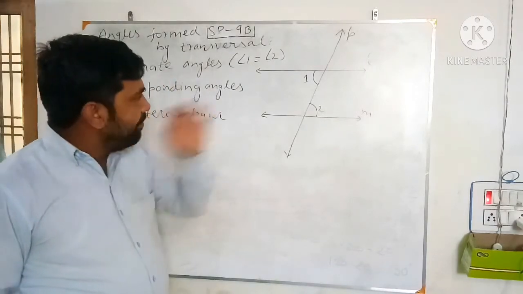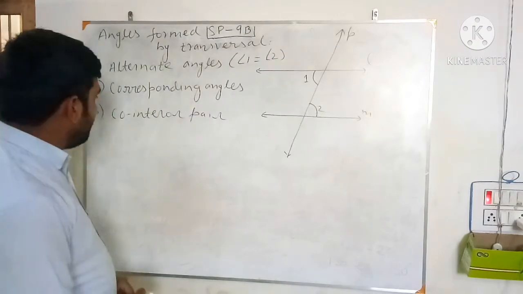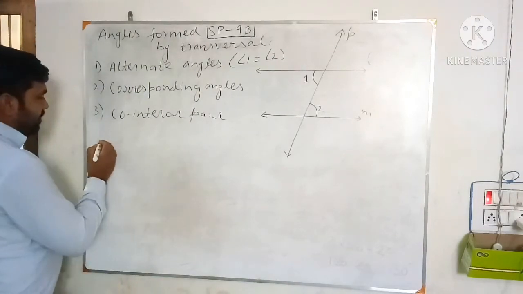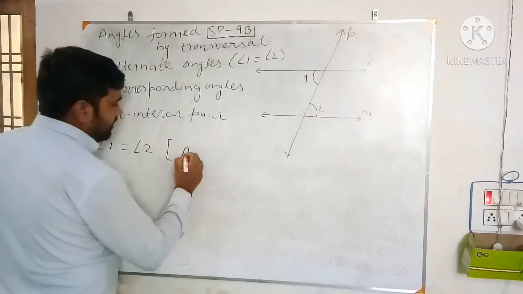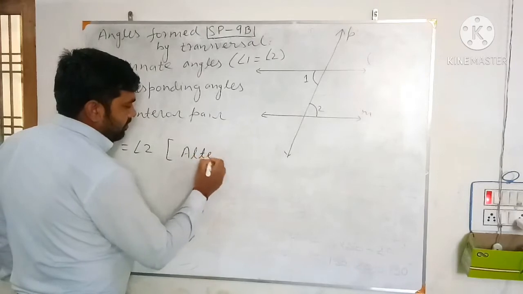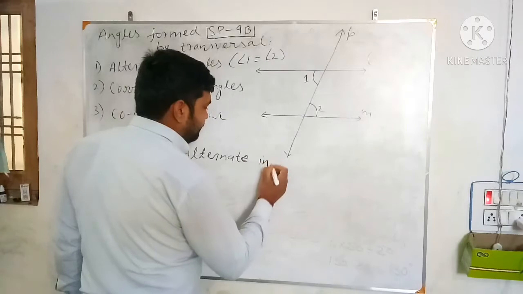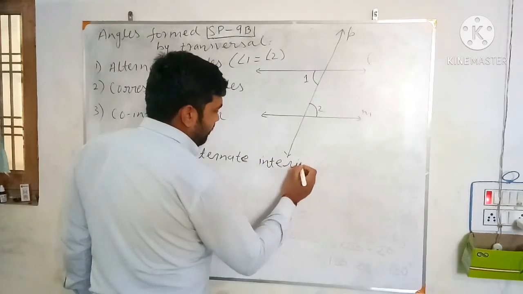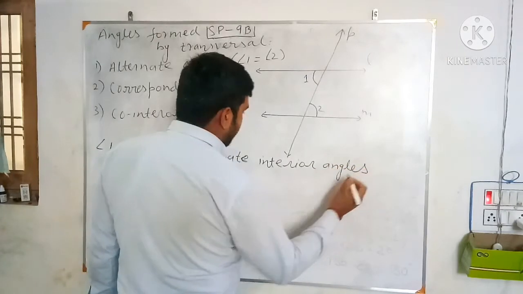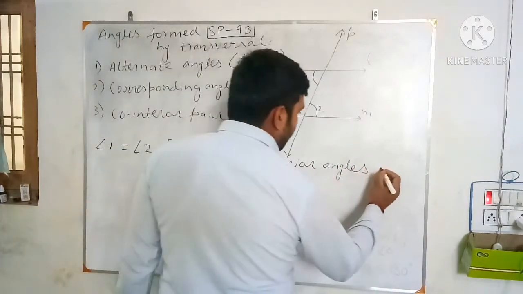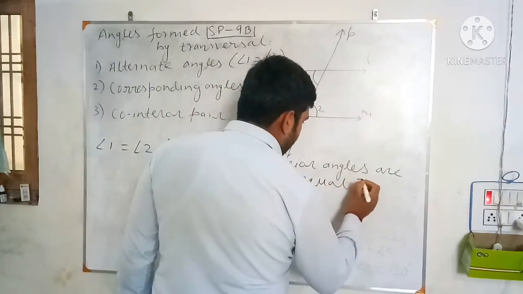Since they are inside the parallel lines, it is called alternate interior angles. So what can we write? Angle 1 is equal to angle 2. Reason: alternate interior angles. Alternate interior angles are equal.